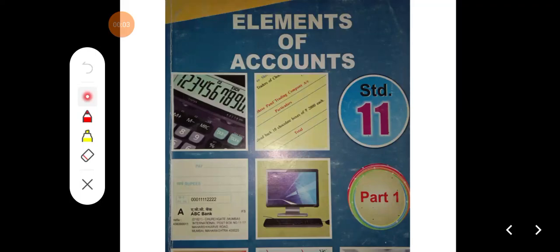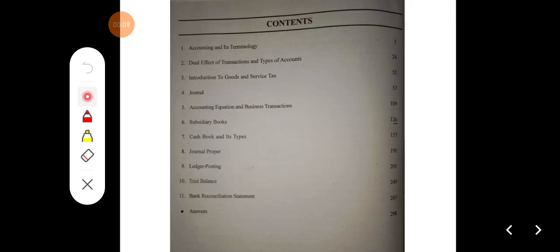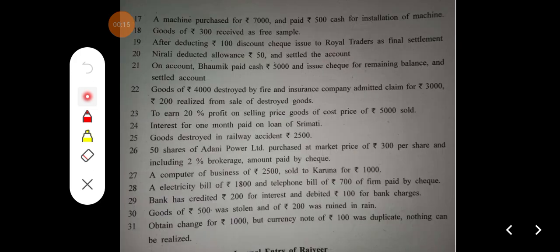In a short video today for Standard 11, we are going to understand a specific transaction from Chapter 4 Journal. The transaction is from illustration 12 and is on 23rd of August. Let me first of all read the transaction. To earn 20% profit on selling price, goods of cost price of rupees 5000 sold. This is the transaction we are going to understand today.